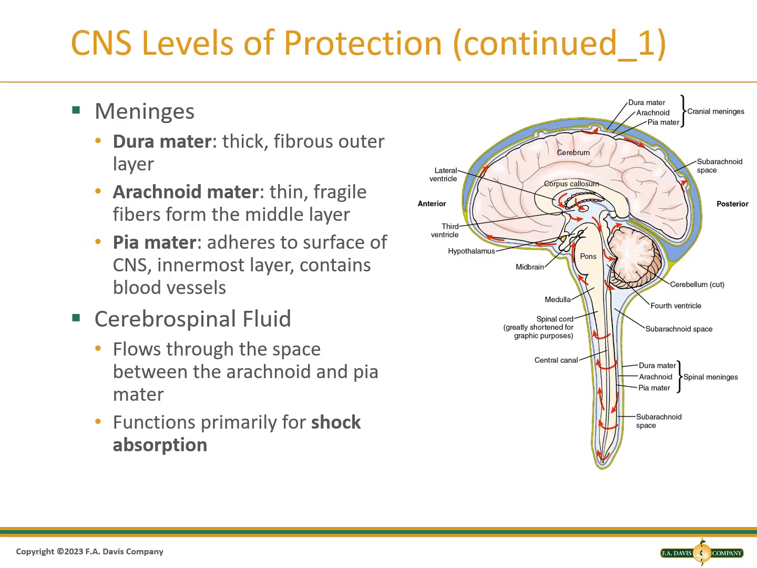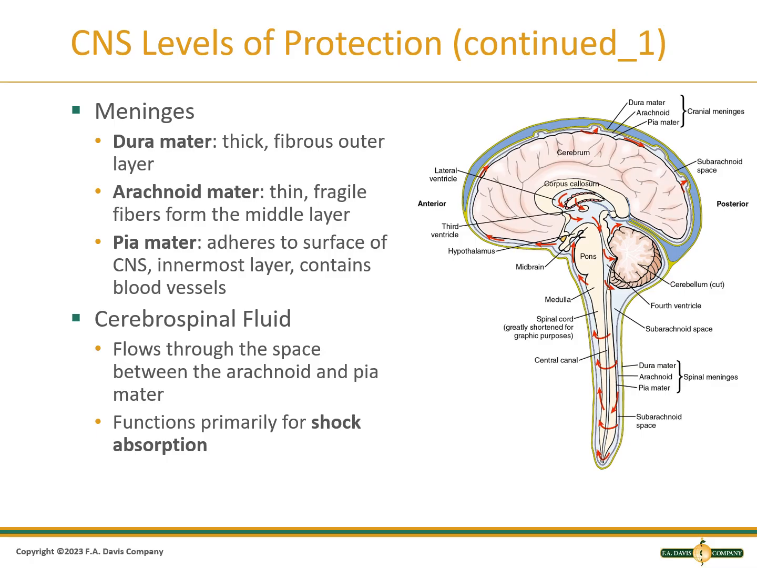Underneath the bony protection, we have the layers of the meninges that protect the brain and spinal cord. Most superficial is the dura mater, which is the thick, fibrous outer layer. Under that, we have the arachnoid mater, which is a thin, fragile layer. And then below the arachnoid mater, we have the arachnoid space, which is where cerebrospinal fluid flows. And then the deepest portion of the meninges is the pia mater, which adheres to the surface of the central nervous system and contains blood vessels.